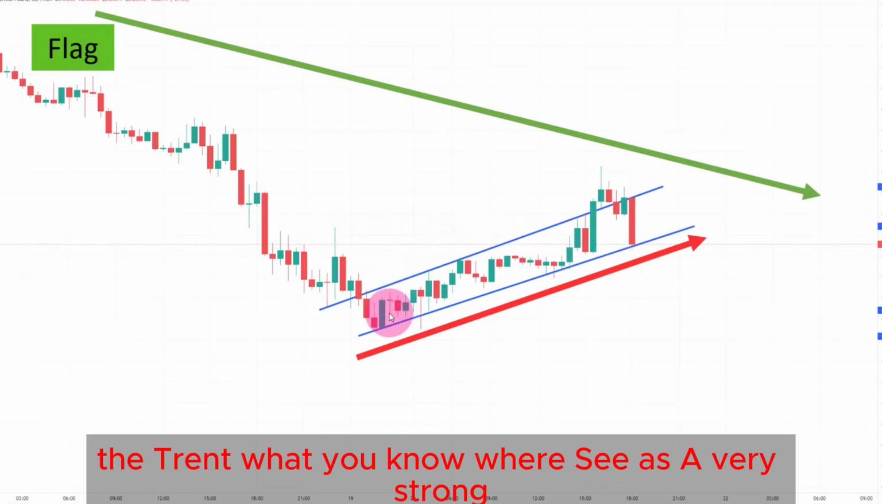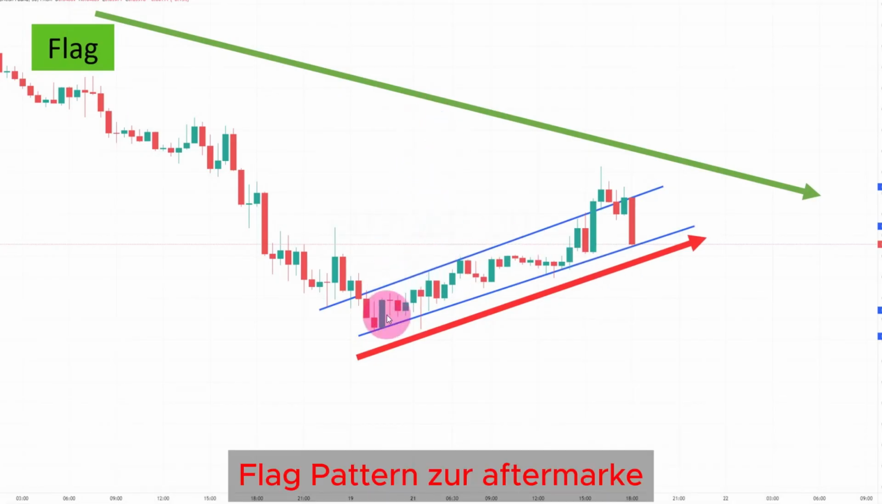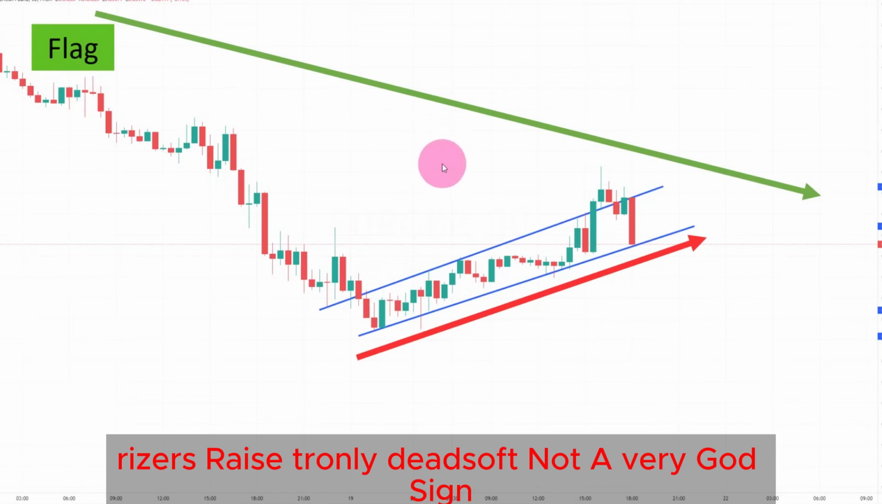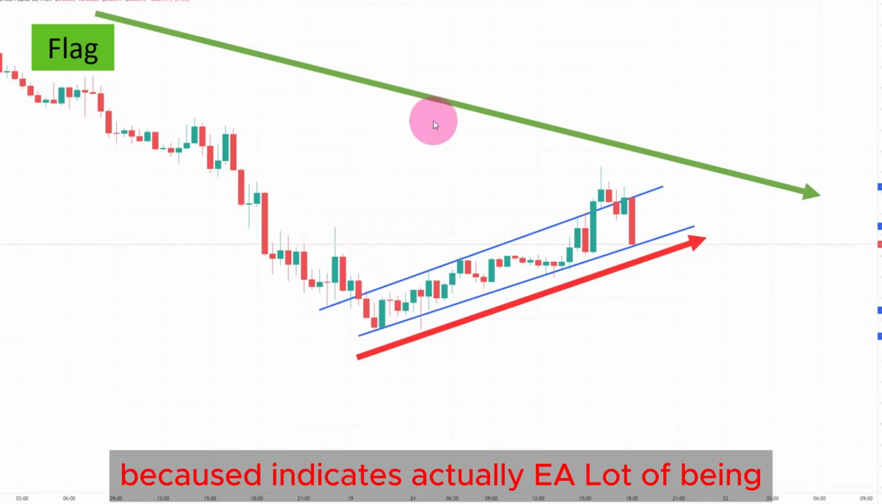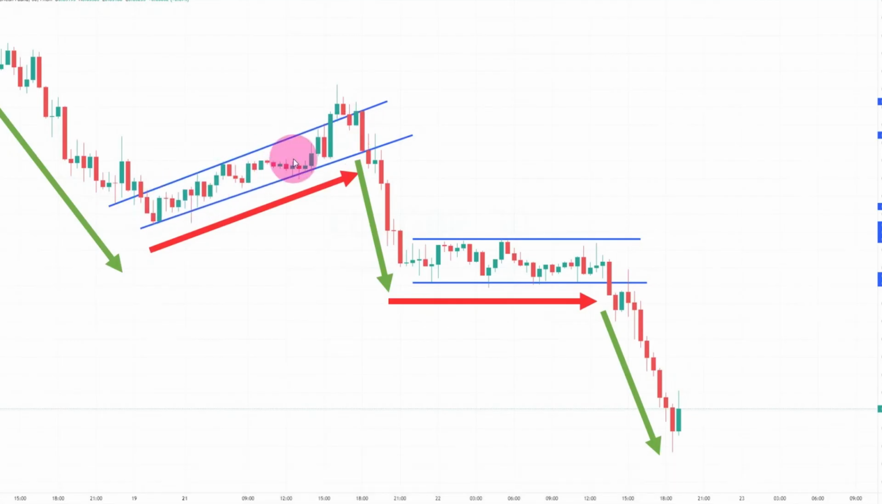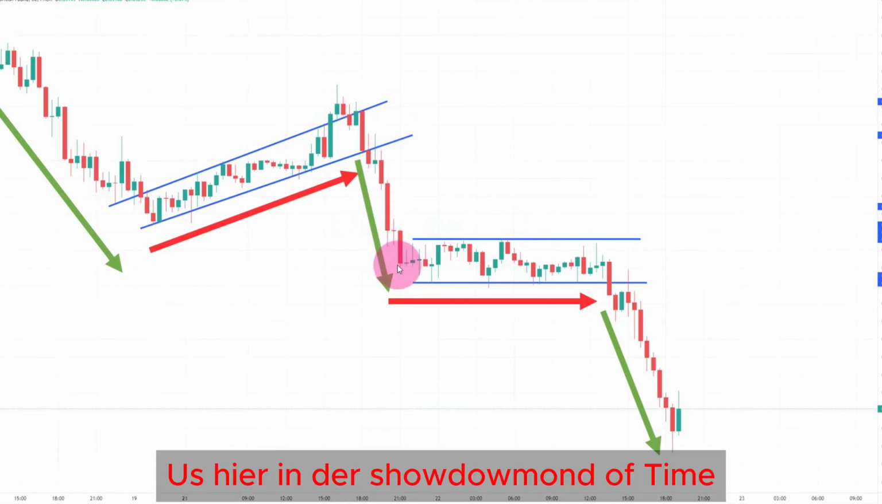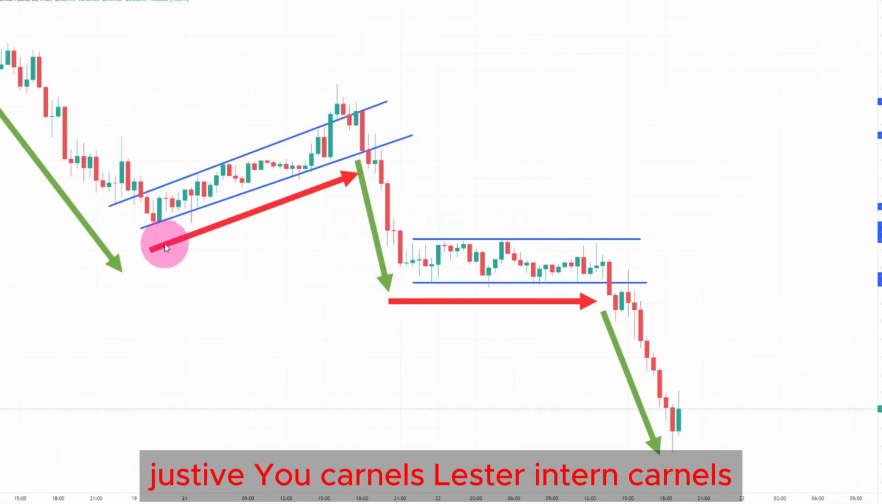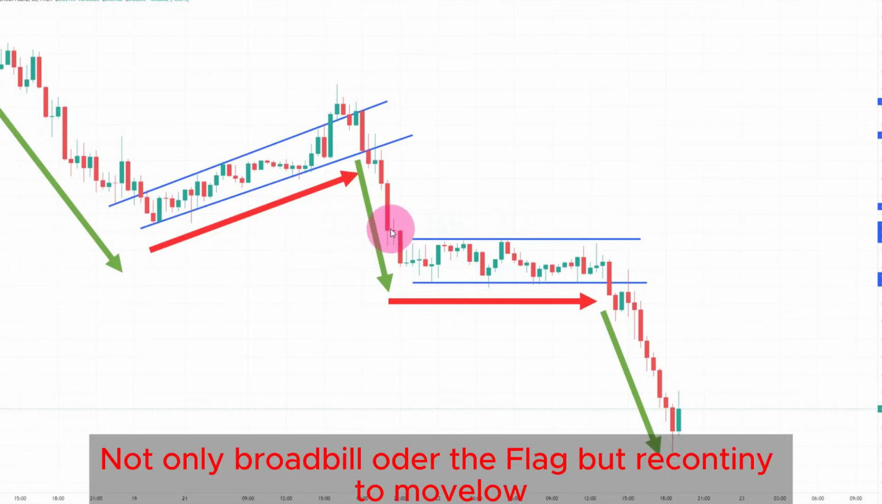What you don't want to see is a very strong flag pattern. So if the market rises very strongly, that's often not a very good sign, because it indicates either a lot of buying or a lot of profit-taking from the sellers. And you can see after the flag was broken, we moved down very, very quickly. So you can see in a long amount of time, the market rose very little. Whereas here in a short amount of time, just a few candles, less than 10 candles, the market not only broke below the flag, but we continue to move lower.